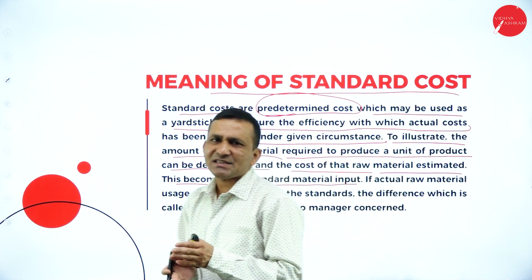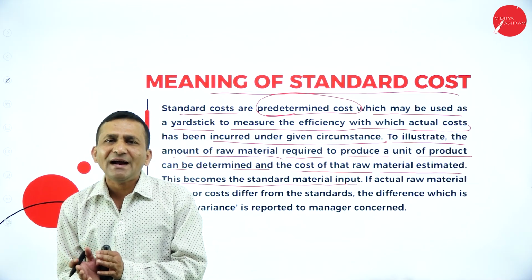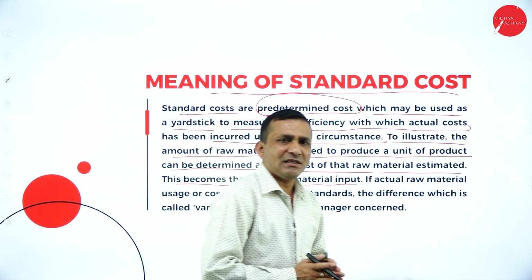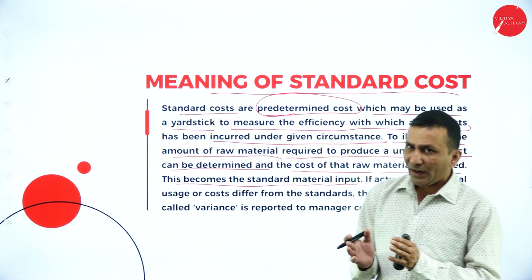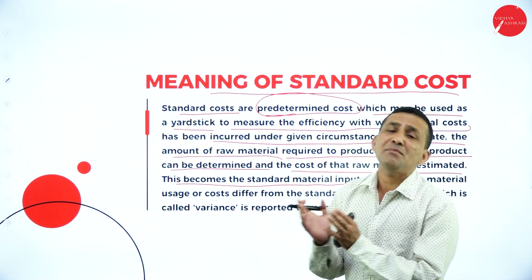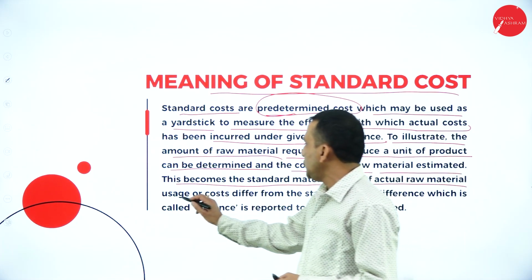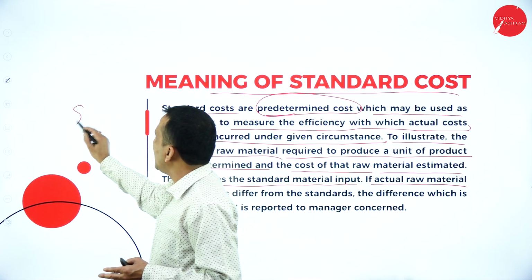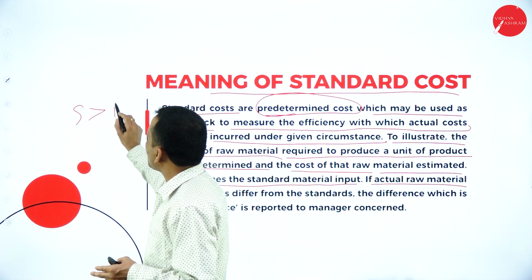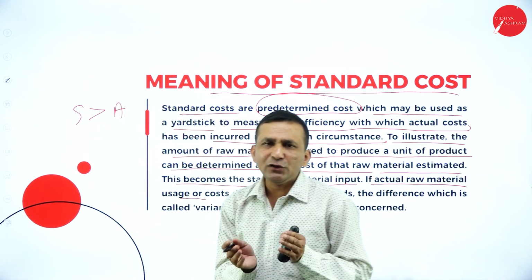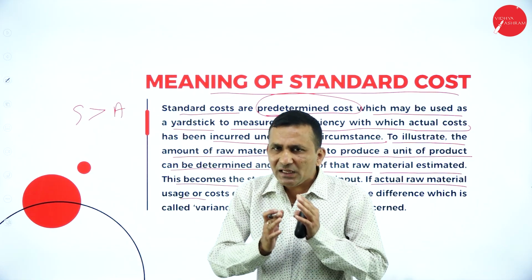If you are setting a standard, of course you can avoid the wastage. So the material wastage can be avoided. That's why the standard is always compared with the actual. If the standard is greater than the actual raw material usage, then as management, they want to take action.